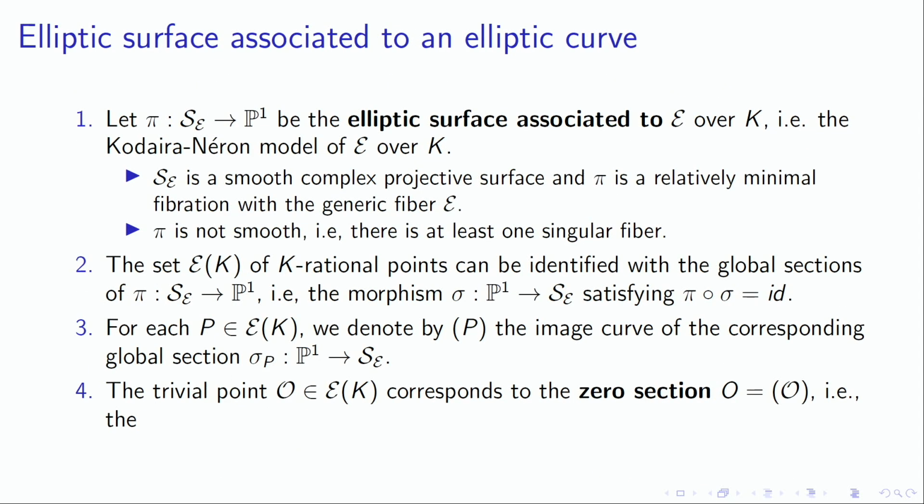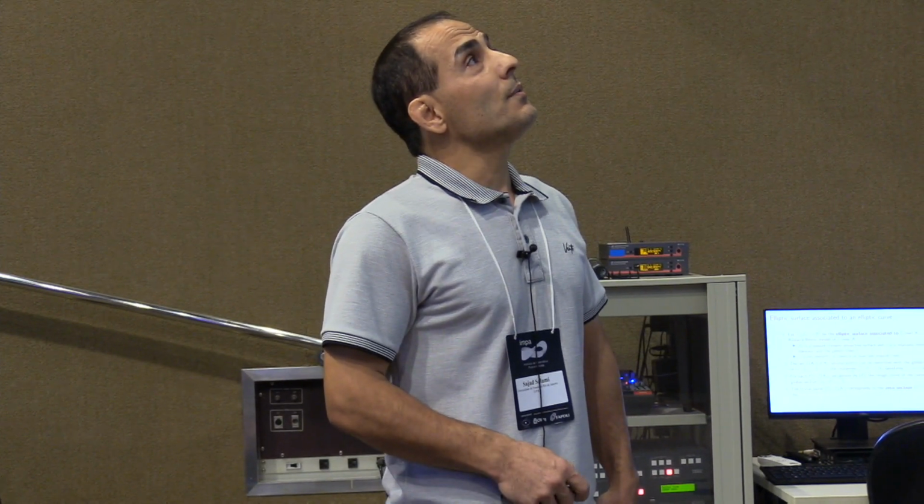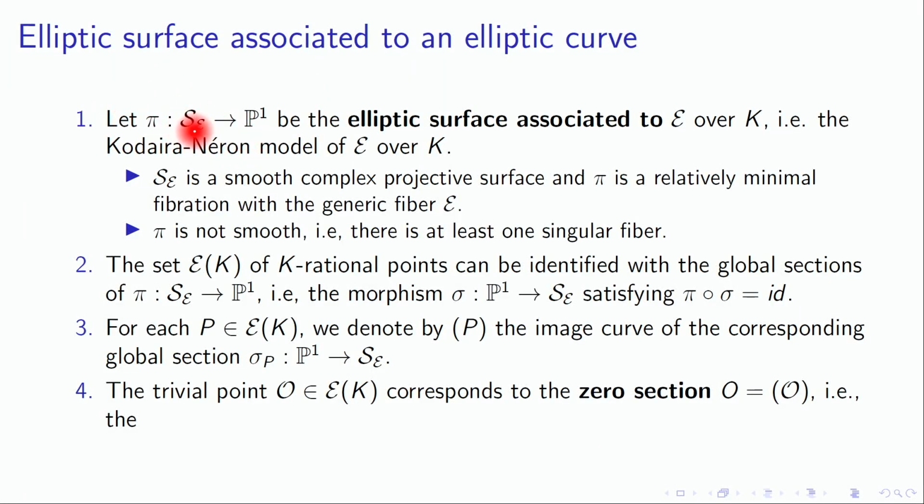So for any elliptic curve over our one-variable function field, an elliptic surface is associated. I mean a morphism from a complex surface to P1, which is determined by the Kodaira-Néron model of this elliptic curve over K. Here, S_E is a complex, smooth projective surface, and phi is a relatively minimal fibration with generic fiber E. And we assume that phi is not smooth; there is at least one singular fiber.